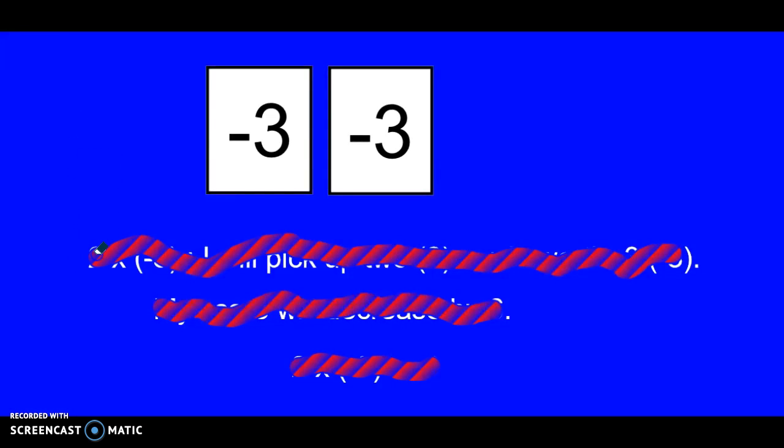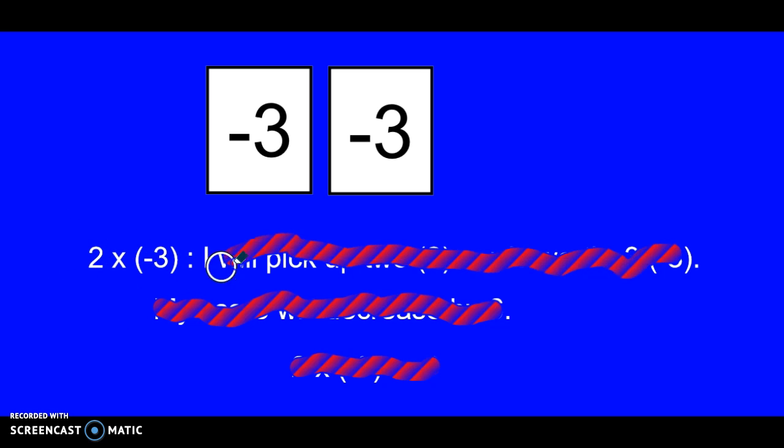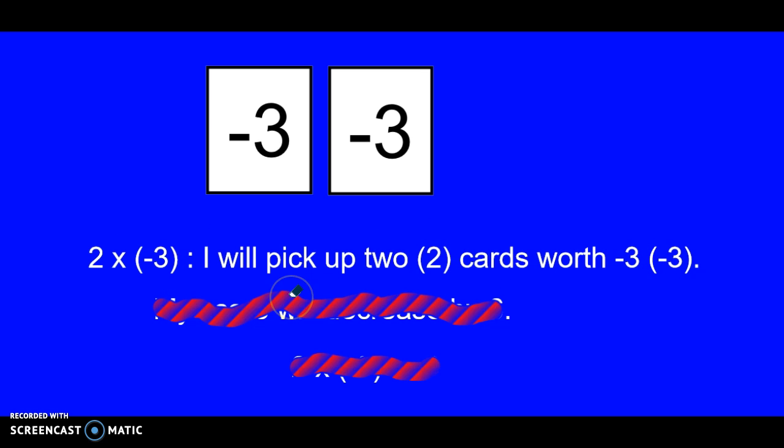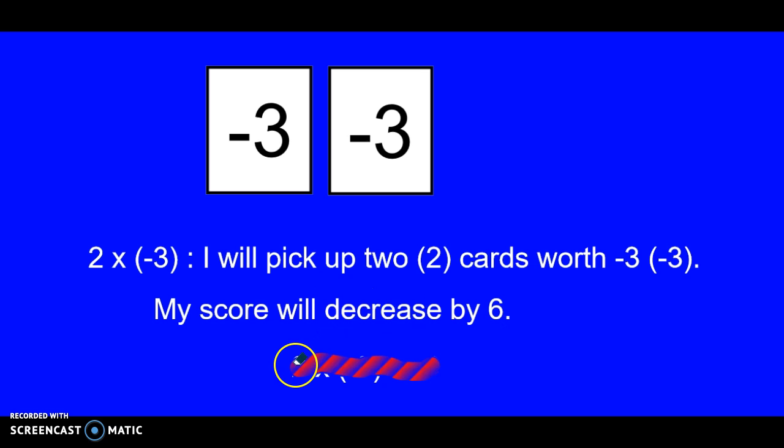In the same way, using the integer game, let's look at 2 times negative 3. Well, again, my first factor tells me how many cards. So I'm going to pick up 2 cards. And now each of those cards is going to be worth negative 3. So if I pick up 2 cards, and each of them is worth negative 3, my score will decrease by 6. My score is going to go down because I picked up 2 negative cards. So 2 times negative 3 is negative 6.